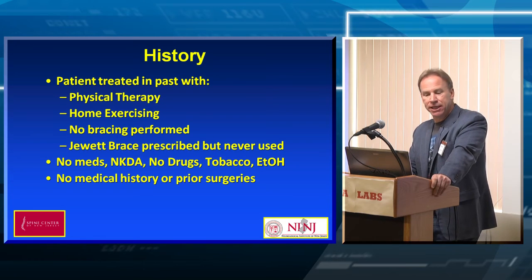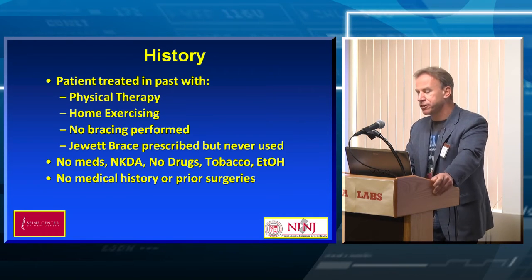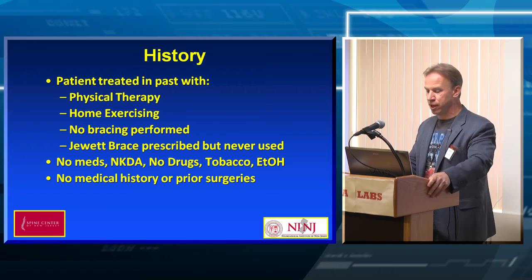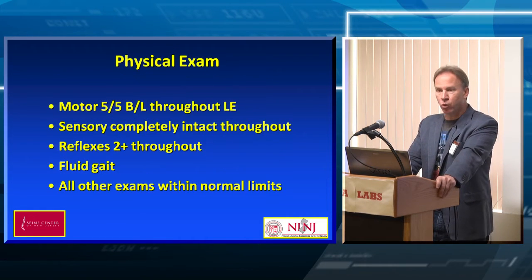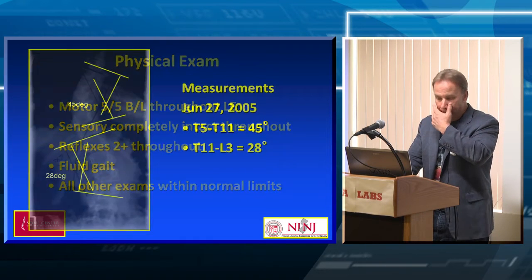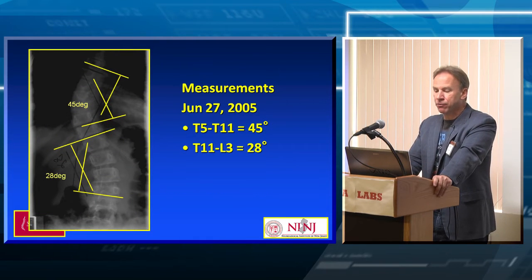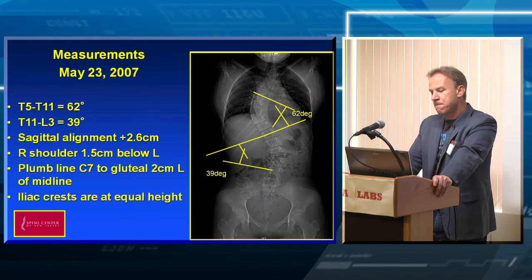She'd been treated with PT and some home exercise. She never had bracing. Somebody had prescribed a Jewett brace, which she never used. She had no past medical history or prior surgery, and a normal neuro exam. Her measurements in 2005, from T5 to T11, showed a 45-degree curve, and from T11 to L3, a 28-degree curve.